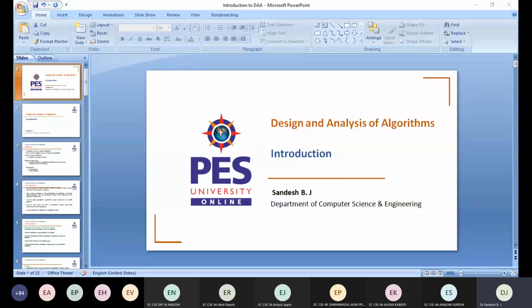The textbook which is used for this course is Introduction to Design and Analysis of Algorithms by Anany Levitin, from Pearson Education. Then you will use three reference books: Introduction to Algorithms by Cormen, Fundamentals of Computer Algorithms by Horowitz and Sahni, and Algorithm Design by Jon Kleinberg.